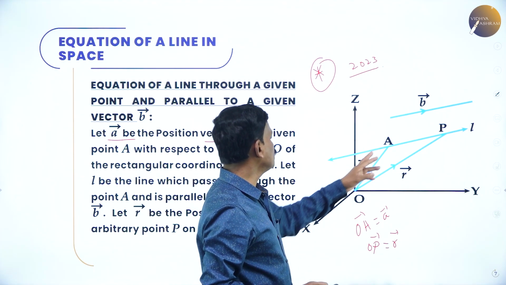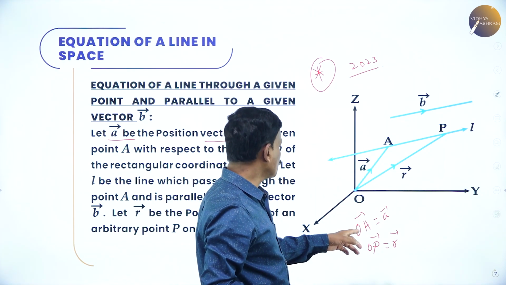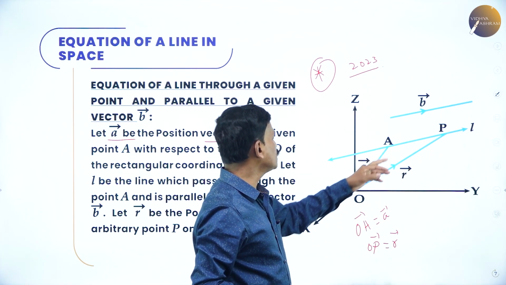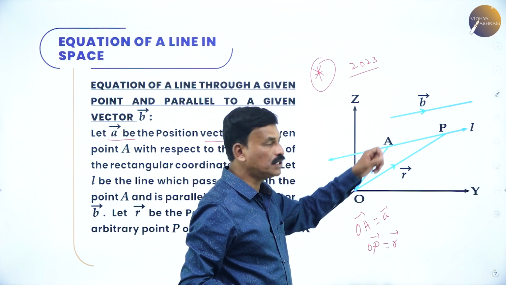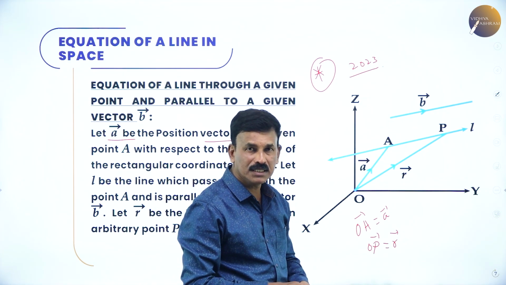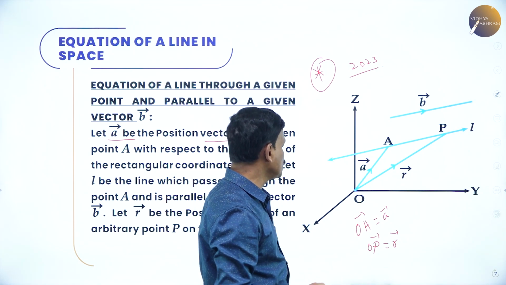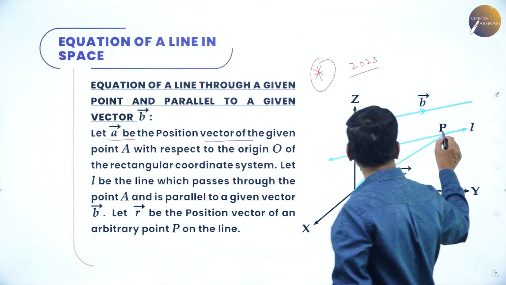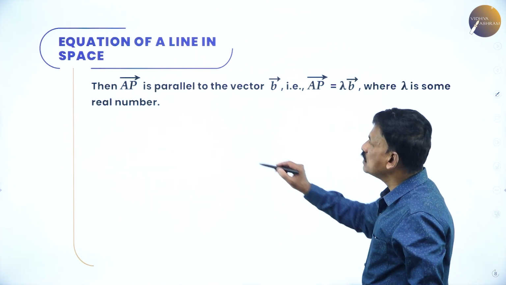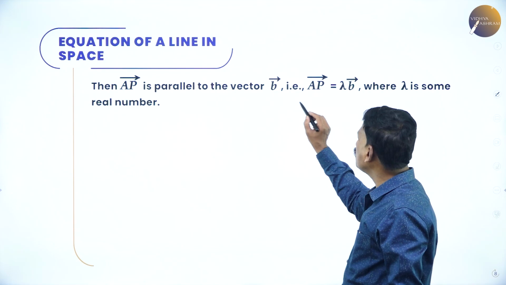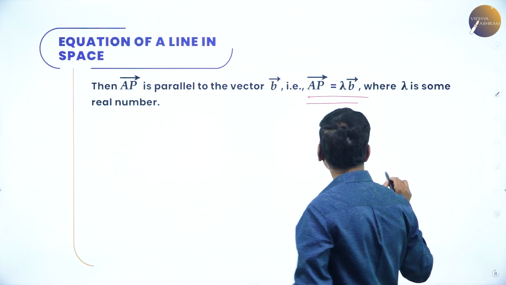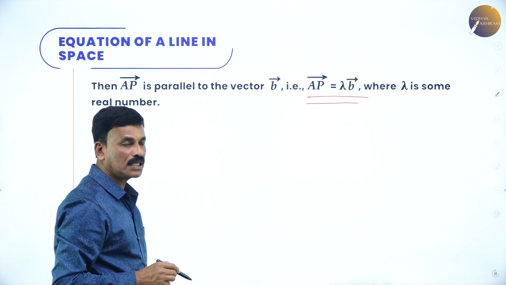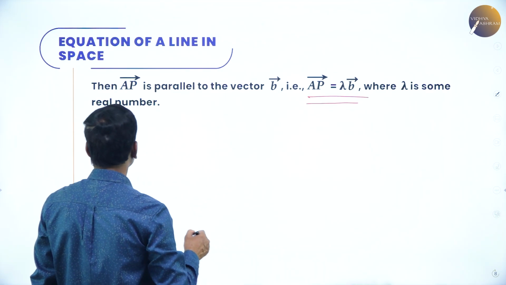So, listen to me. Let A be the position vector of a point. Therefore, vector OA is equal to a. Let L be a line which passes through the point A and is parallel to the vector b. Let P be any point on the line L whose position vector is vector OP equal to vector r. Now, the line AP is parallel to vector b if and only if vector AP is equal to lambda times vector b, where lambda is some real number.